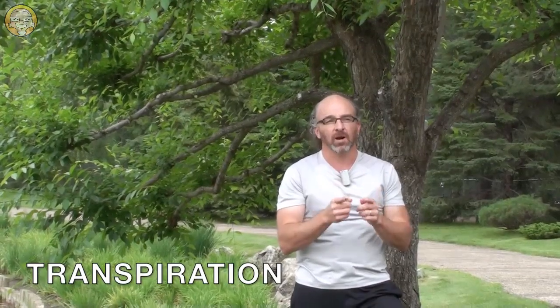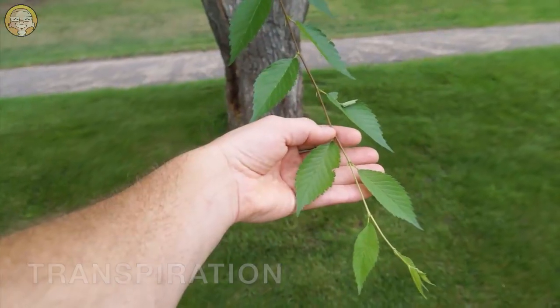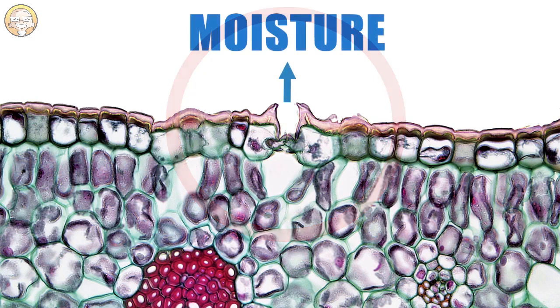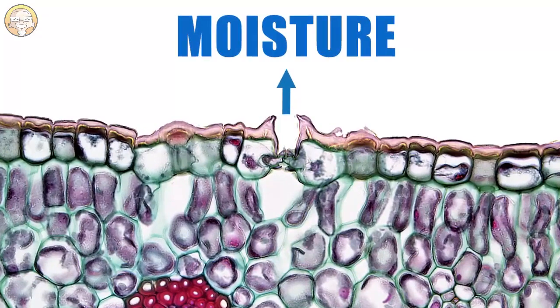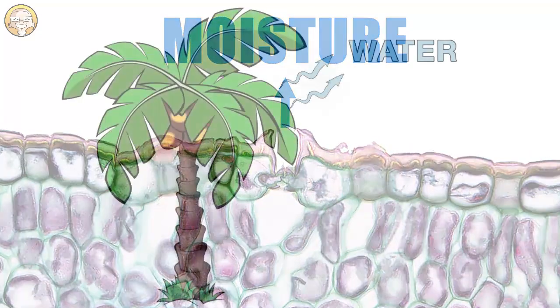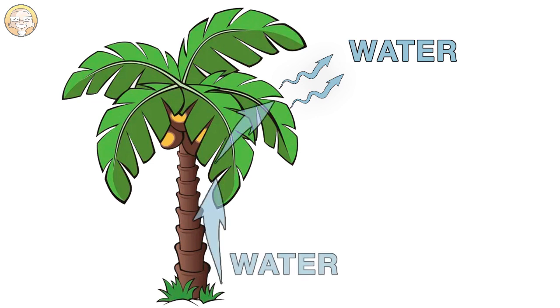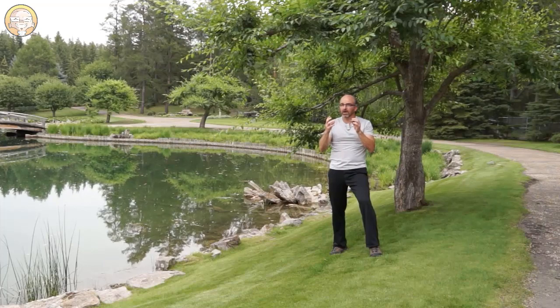Transpiration is the first process, and it all starts with the leaves. Leaves have pores in them that allow moisture to evaporate. That evaporation of moisture leaving the leaf draws more moisture into the leaf, and that in turn draws moisture, water, through branches and up through the trunk. So transpiration is the first step in getting water up into the tree.